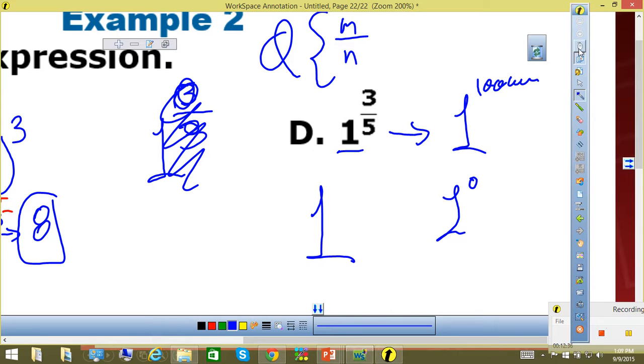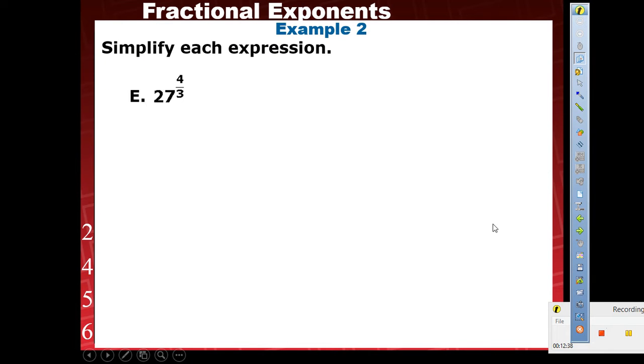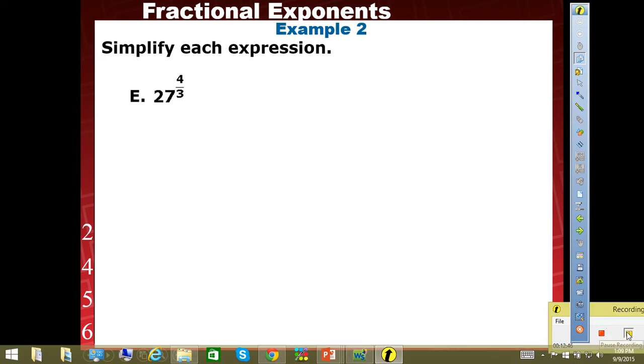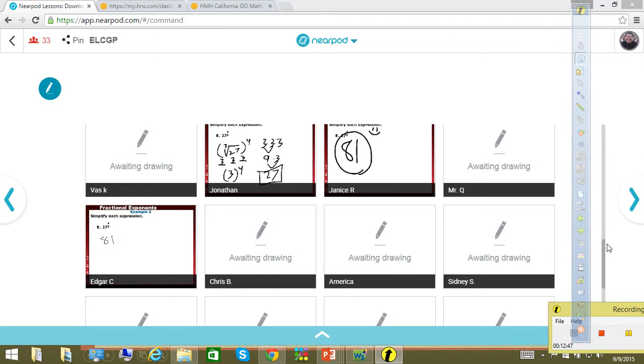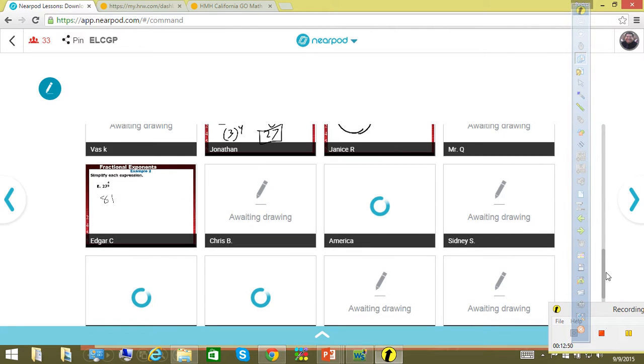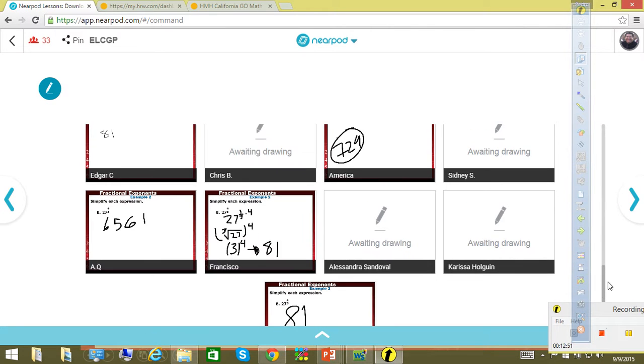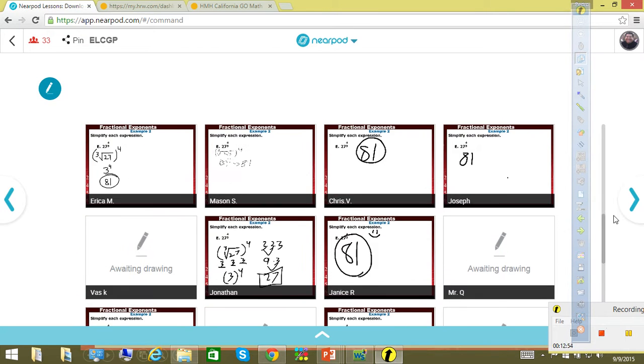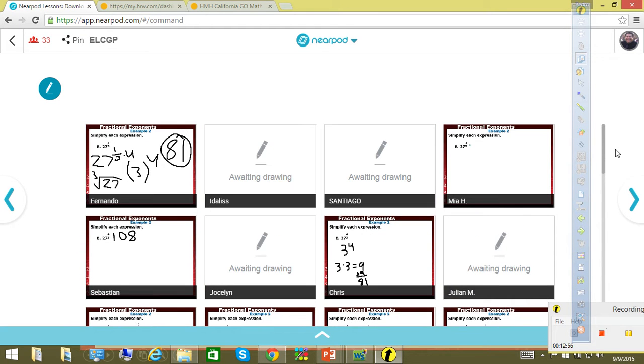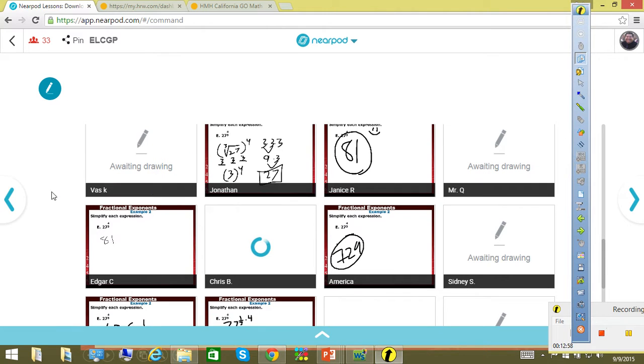So with that said, look at that one, copy that, and I'll send that on Nearpod. Here it goes. It looks like the answer was 81. Is that correct? Yes. So, for those of you that are still having a little bit of difficulty with those, let me go back. It's going to clear your screen.